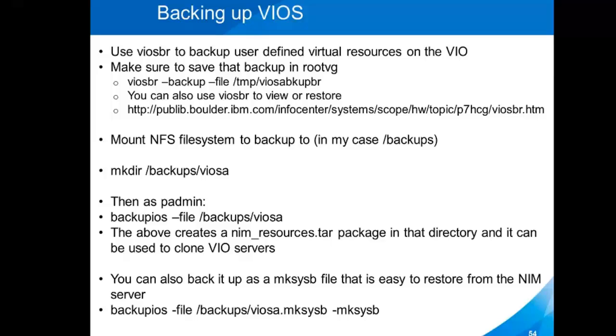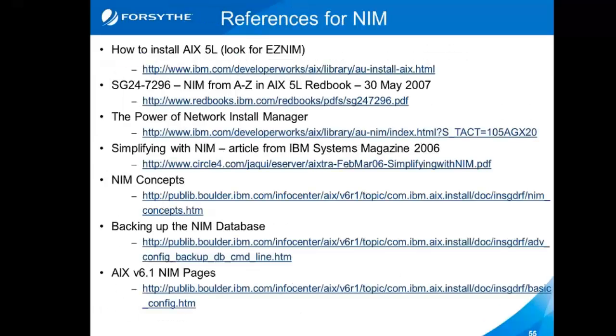There's a couple of different ways that you can do the backups depending on what you want to do. One of them is to simply do a backup that creates the NIM resources tar package. And I have an example there to do it. I personally just do the mksysbs. So in this case down the bottom you'll see that I have a backup where I'm writing a file called VIOS-a.mksysb to my NFS file system, and I put the -mksysb flag on the end so that it does a proper mksysb for me.